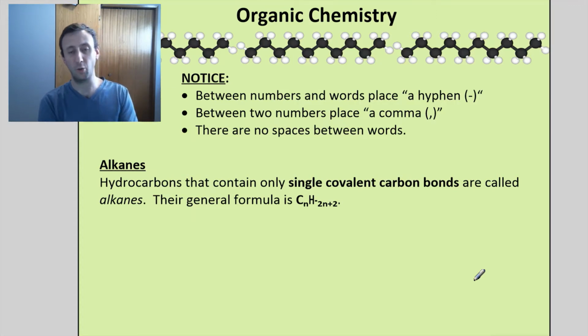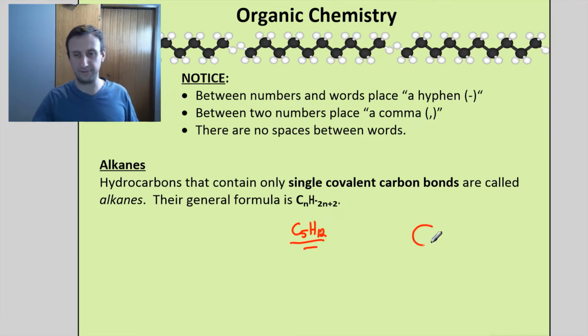Alkanes are only single covalent bonds between carbons, and they have the general formula CnH2n+2. So if I have an alkane that has, let's say, 5 carbons, well then 2n, so 2 times 5, because 5 is n, is 10, plus 2 is 12. So C5H12. That would be an example of an alkane. If I had C17, that would be H36, right? 17 times 2 is 34, plus 2 is 36. That kind of deal.